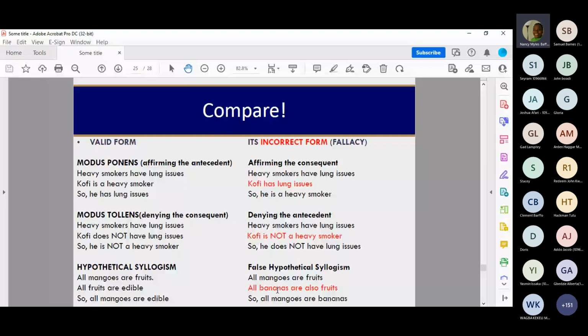Boss, as soon as you say heavy smokers have lung issues, that's the starting point. It's a universal statement. The one I use is, friends tell, all friends tell the truth. Friends tell the truth. Antecedent is what? X is a friend. Yes. Consequent is X tells the truth.